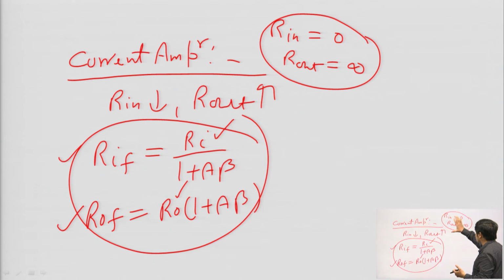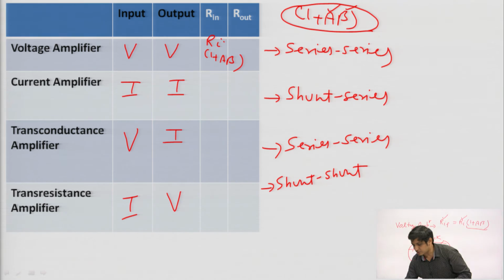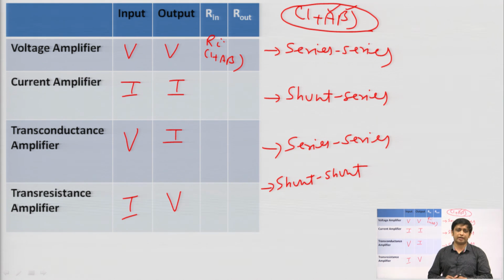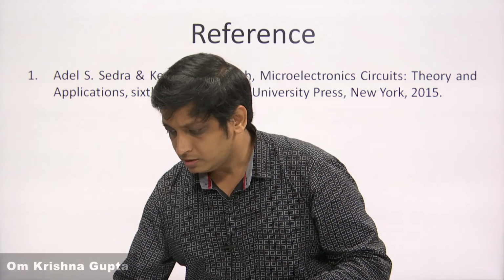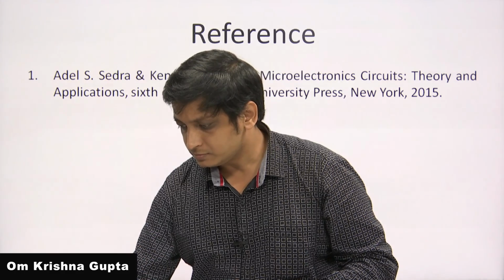We cannot achieve this practically, but we want to go towards the ideal case. We want the input resistance to be low and the output resistance to be high, and with the help of negative feedback we are getting better results. That is the advantage of negative feedback. So, with negative feedback we can change the input and output resistance by the factor 1 plus A beta for these four amplifiers which I have discussed. We will do the derivation, that is, how negative feedback changes the input and output resistance by the factor 1 plus A beta, in the next class. This is the reference. Thank you.